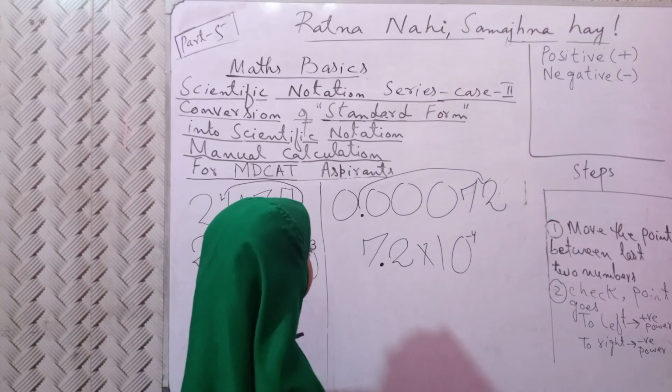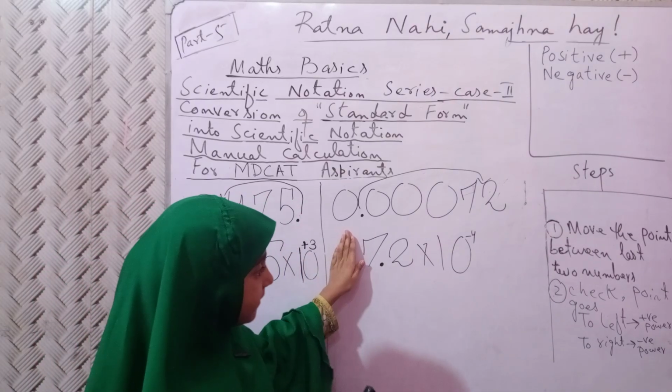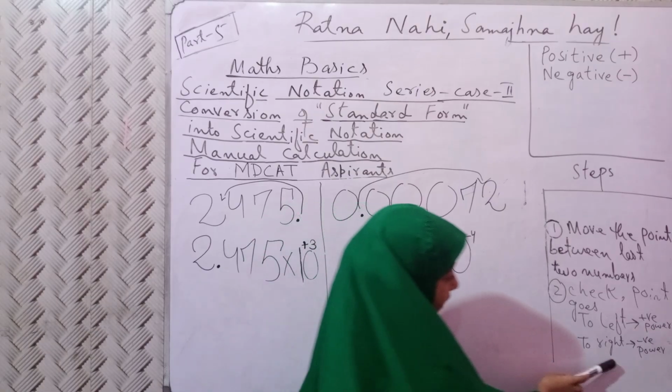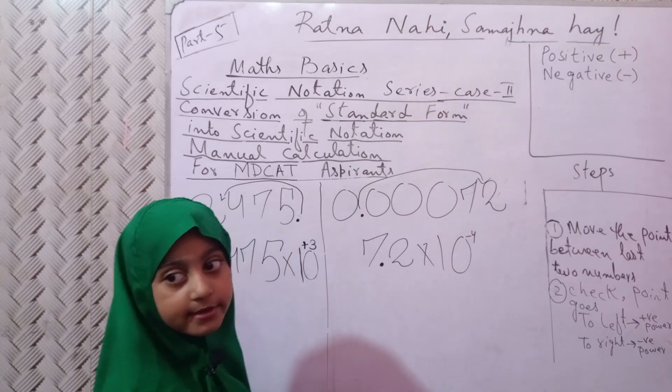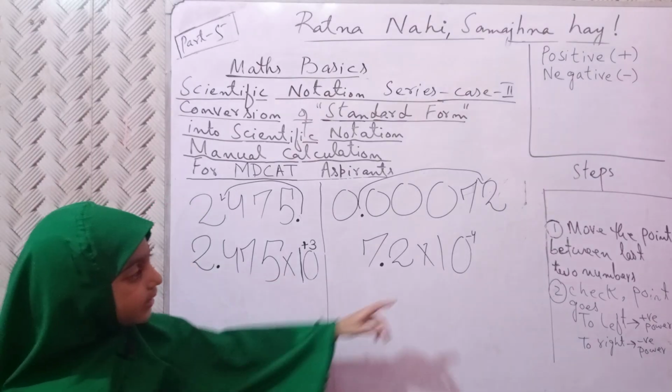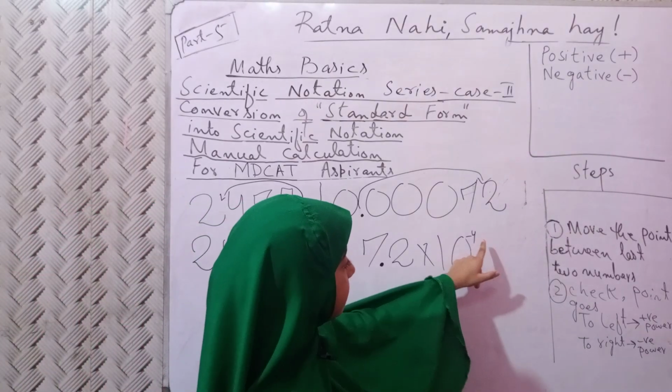Look, now the point is on the left hand side, to right positive. Now the point is going to the right hand side. That's why the negative power will become.